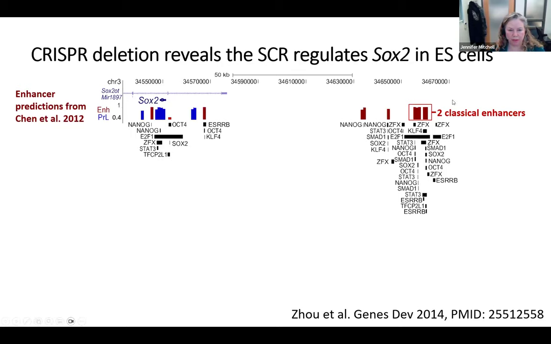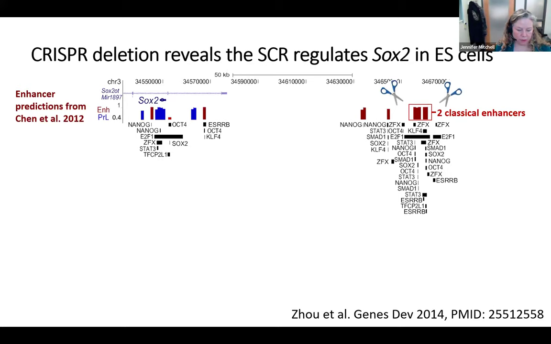And so we thought, well, maybe this is one of the more important regions for regulating SOX2 transcription in embryonic stem cells. And so we did a number of initial experiments to look at whether or not this region contained any enhancers. And we found two classical enhancers that work in vector reporter assays. But of course, to really show that this region was required for SOX2 expression, we used a CRISPR approach to delete this entire region that was transcription factor bound, and then look at what happened to SOX2 gene expression.